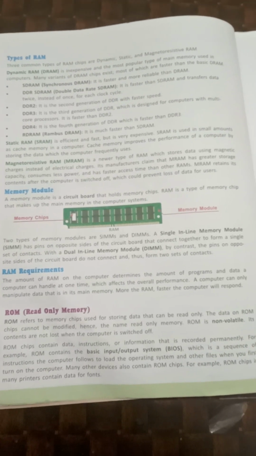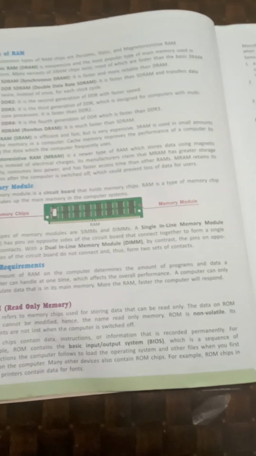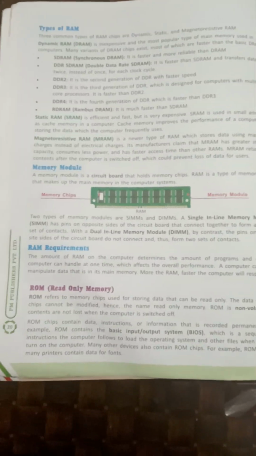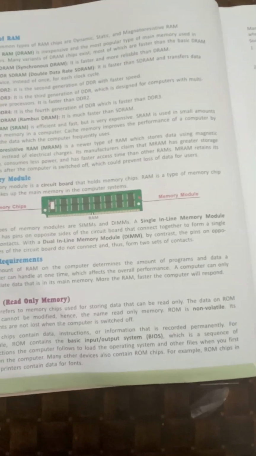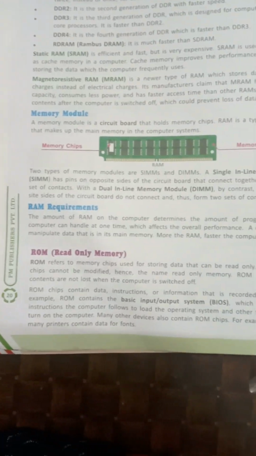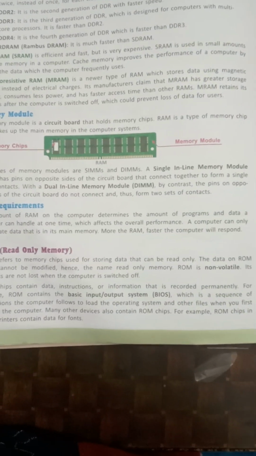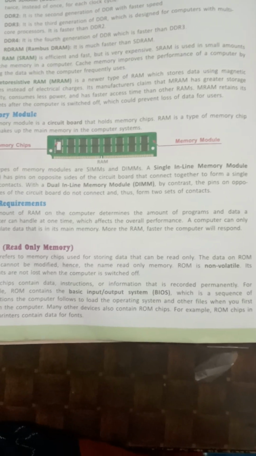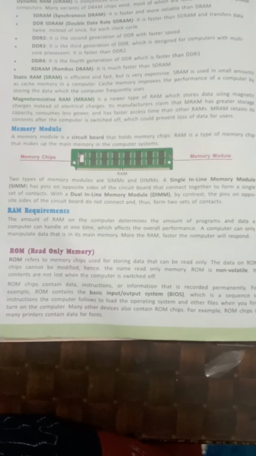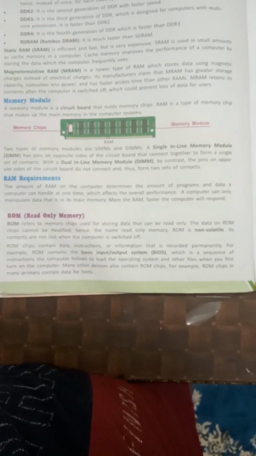Magnetoresistive RAM is a newer type of RAM which stores data using magnetic charges instead of electrical charges. Its manufacturers claim that it has greater storage capacity, consumes less power, and has faster access time than other RAMs. It retains its contents after the computer is switched off, which could prevent loss of data for users.